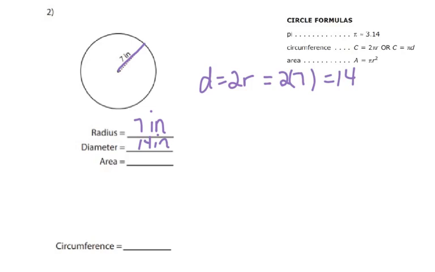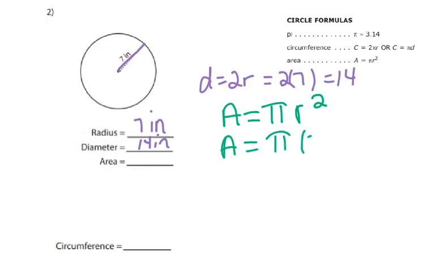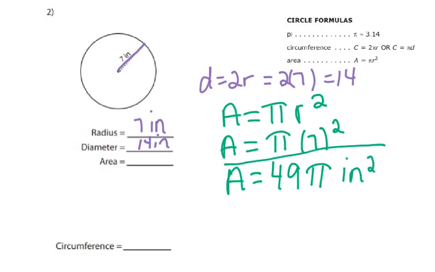Okay, so to find the area, we have to do our area formula. Area equals pi r squared, where r is the radius. So area equals pi times 7 squared. And we're going to, again, leave our answer in terms of pi. So we're going to do 7 squared. So 7 times 7 is 49. 49 pi, and our units is inches squared. So that would be our area.